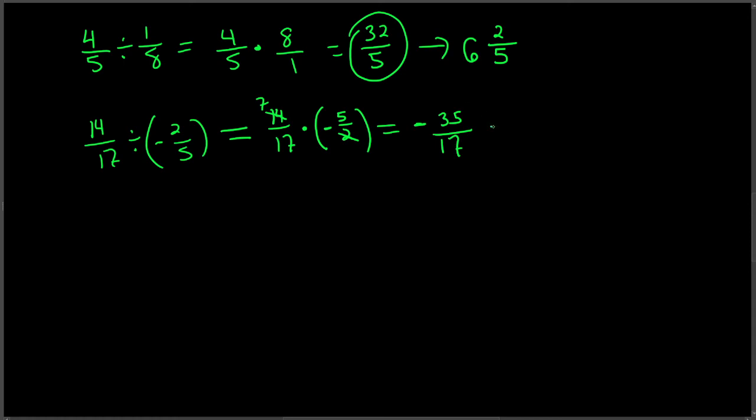Again, this is an improper fraction because the numerator is bigger than the denominator. So divide 17 into 35. It's still negative. 17 goes into 35 twice, which is 34, which leaves me with 1 left over. And so I get 2 1/17. So see how all the little bits that we have done before are coming together to make multiplication work.